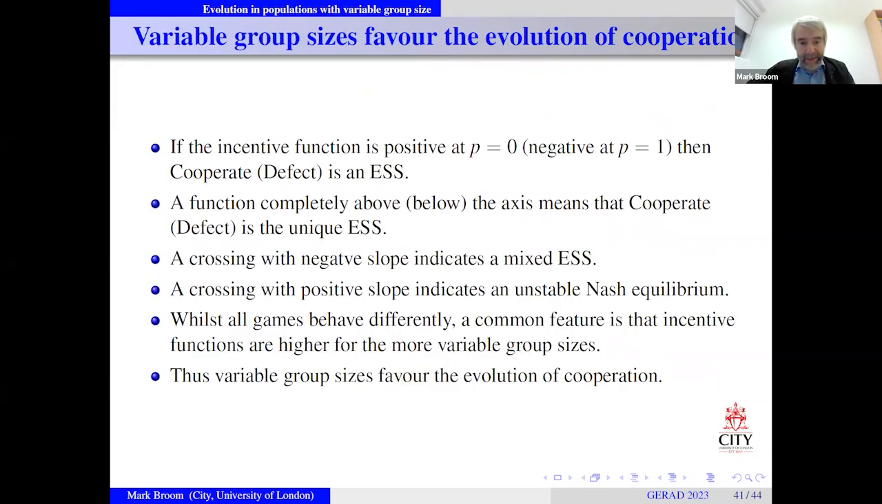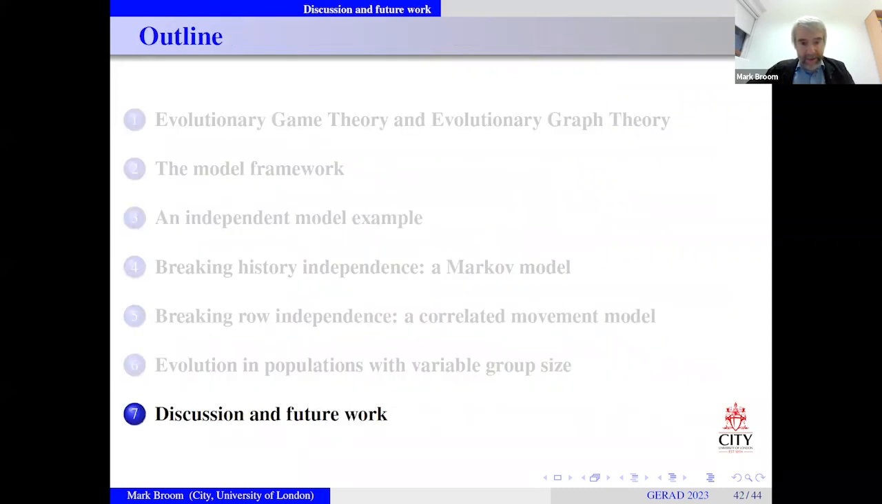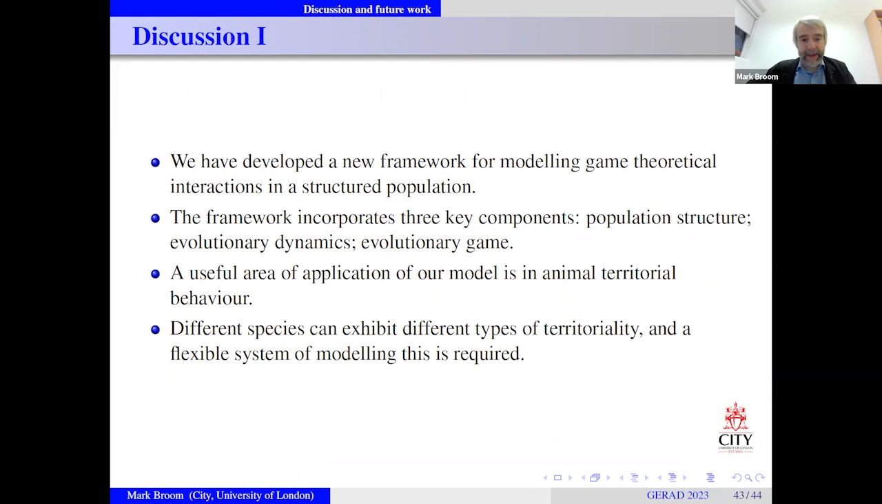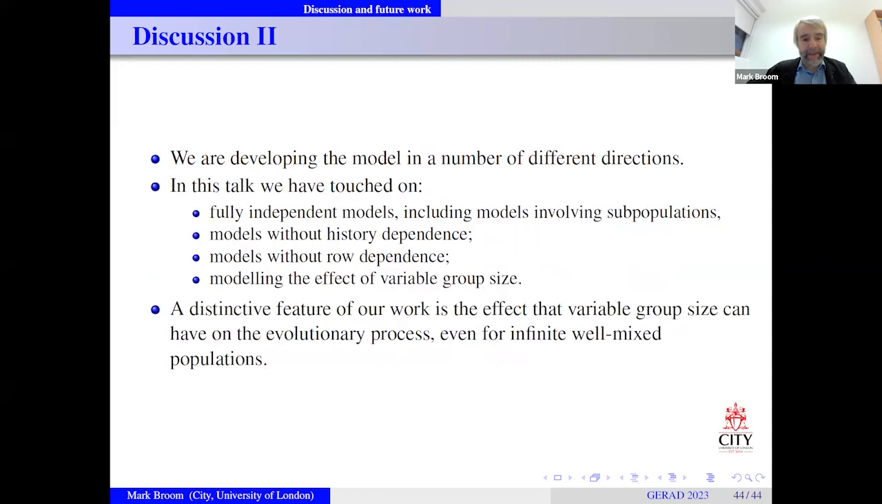So that was basically the text that I said in a quick way. We've got to the point where I won't say much more. So that's the framework we've developed. There are these 3 main components: structure, game, and dynamics. And we've applied it in a number of different areas, with a number of different models. And obviously, it's still very much under development. We're still looking at some of the core theory. There's a lot to develop. We looked at a number of different models here: fully independent models, history dependence, row dependence, variable group size, and this is ongoing work with Igor, with Diogo, with Hassan in particular, and that's where I'll stop.